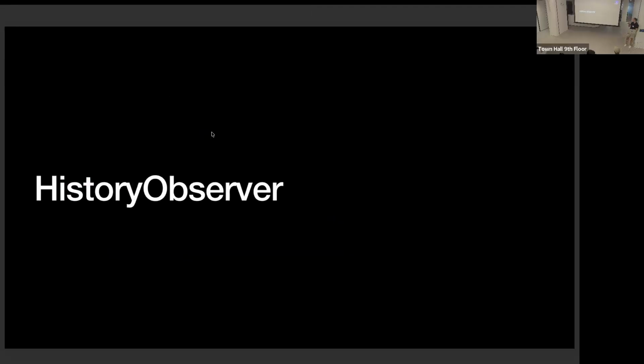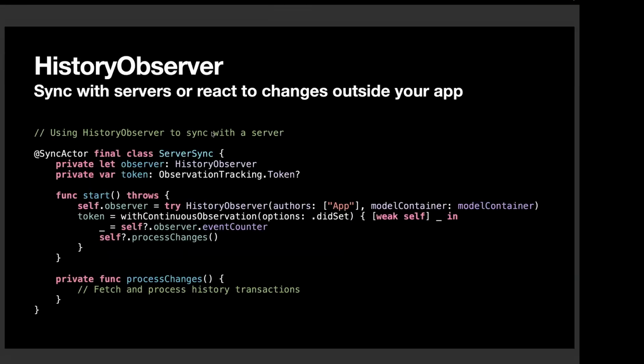The history observer works in a similar manner, but this is great to use with syncing your SwiftData changes to a server or reacting to changes that are made outside of your main app process. For example, if you have a widget with a button that logs a new trip to your store, a history observer used within your main app process will help capture those changes and refresh your views for those changes made outside of your app process.